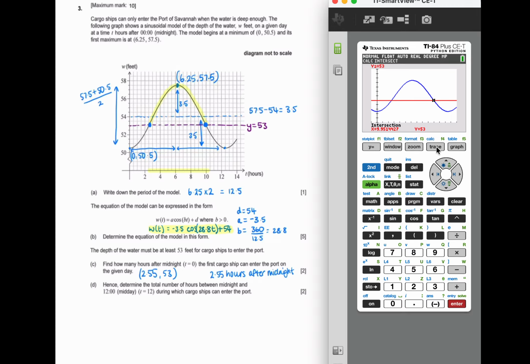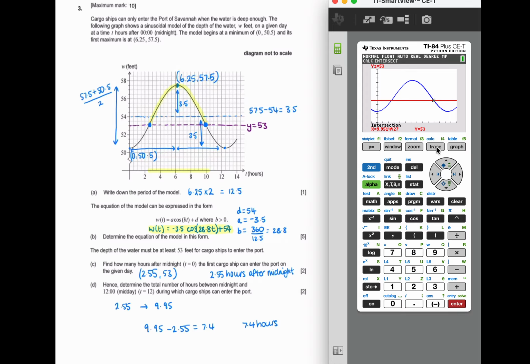So we have 2.55 hours up to 9.95 hours. So between the two, we're going to subtract them. We have 9.95 minus 2.55, and that gives us 7.4. So for 7.4 hours of the day, the cargo ships can enter the port because the height of the water is deep enough that they can then fit in.